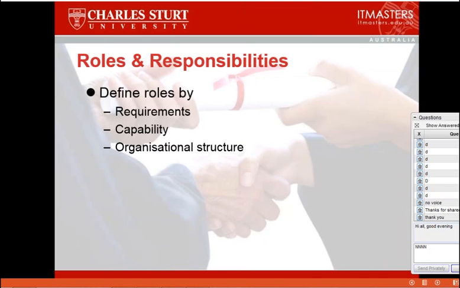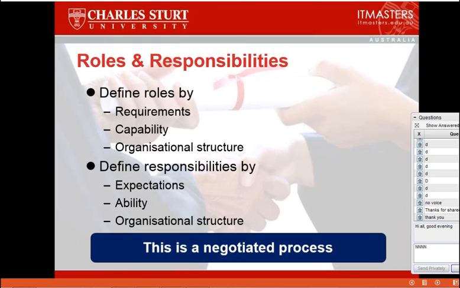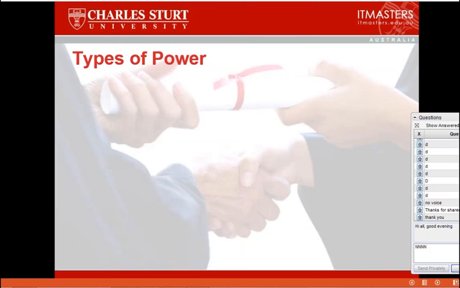Defining roles and responsibilities by requirements, capabilities, organization structure. They're the roles and responsibilities by our expectations, people's abilities, and part of the organization structure. And this is not a negotiated process. This is what we want to have as part and parcel of our ability to get the work done.